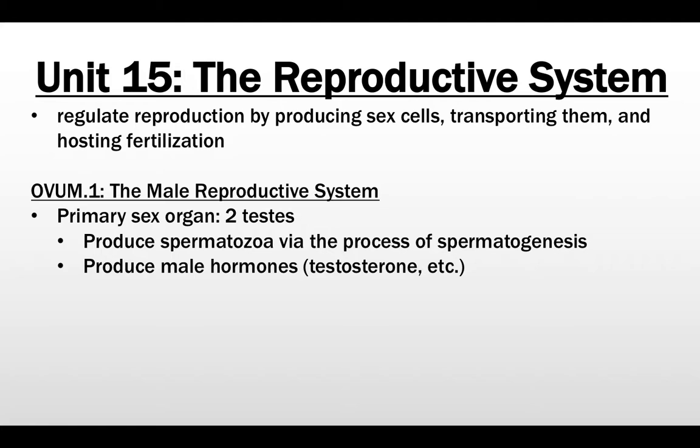So this primary sex organ is not the penis in the male, it's the testes themselves. Most men are born with two, and the primary function is to produce these precursors to sperm. They're called spermatozoa, and that process by which we build them is spermatogenesis. A secondary function is also to create the male hormone, so testosterone, other androgens that are responsible for secondary male sex characteristics are produced here in the testes as well.